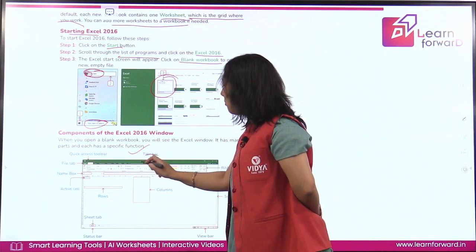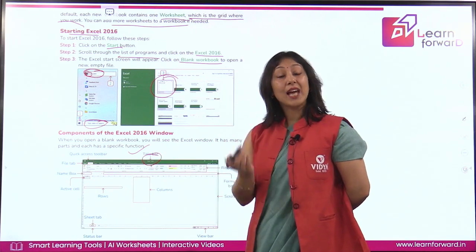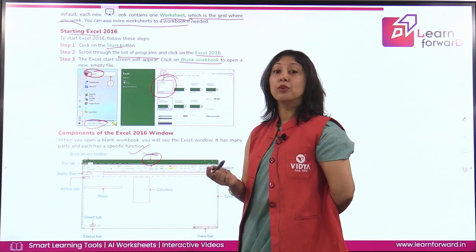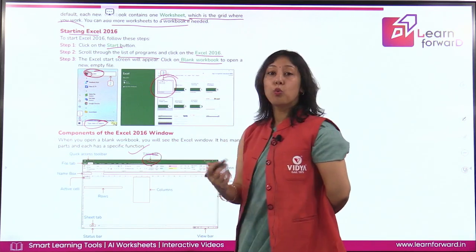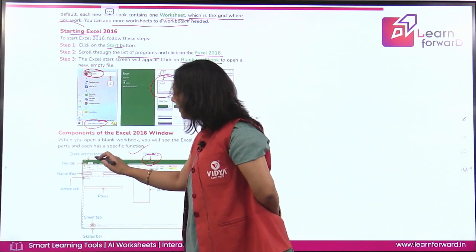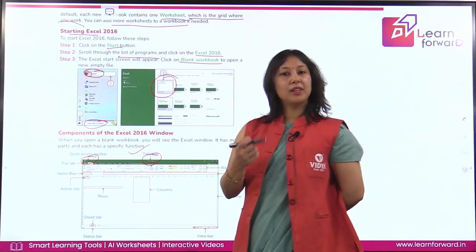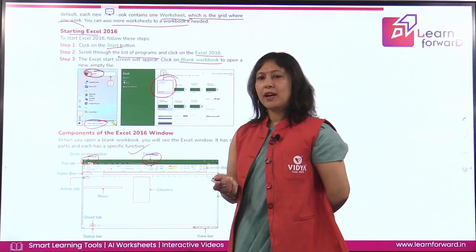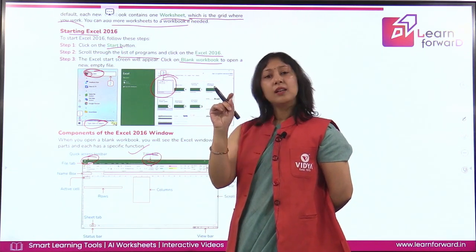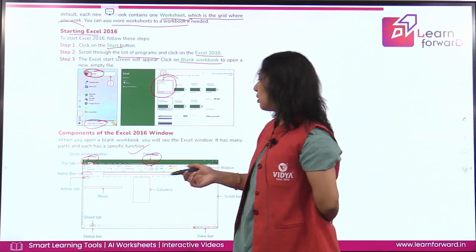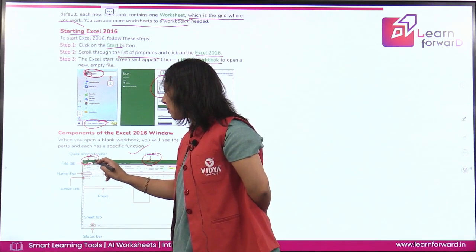The topmost part is always known as the title bar, which displays the name of the workbook that you have given. If you have not given anything, it will name it Book 1. This is the quick access toolbar, which contains the basic three options. You can add others too. The basic three options are save, undo and redo. We have explored them in previous chapters also.